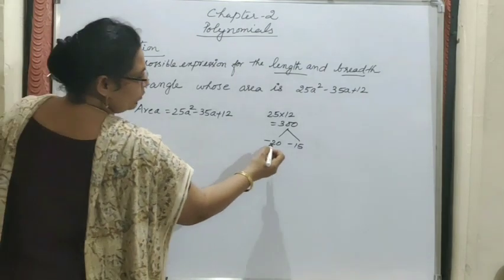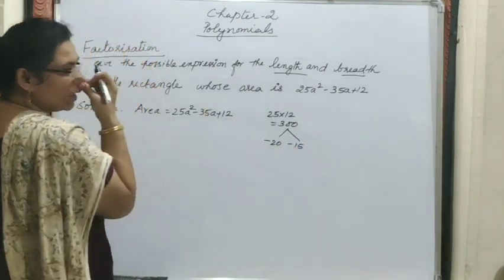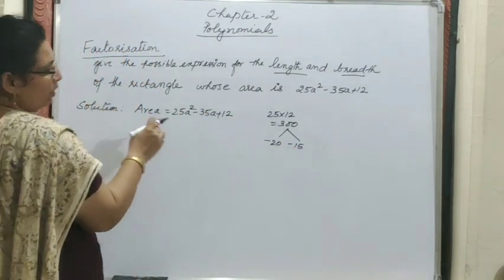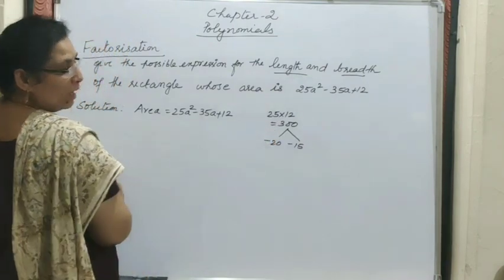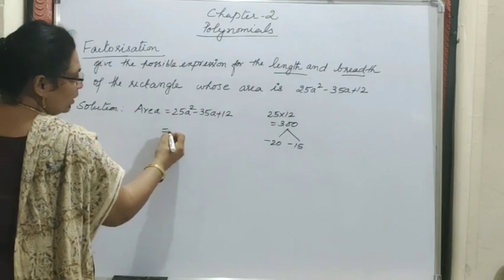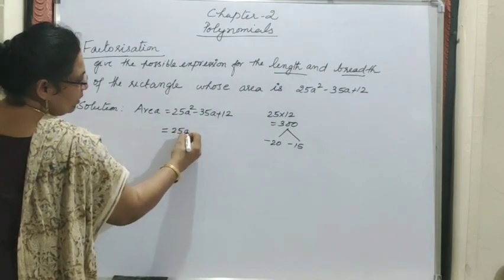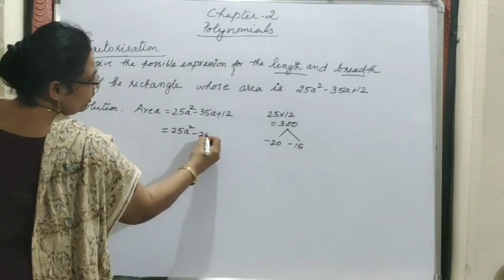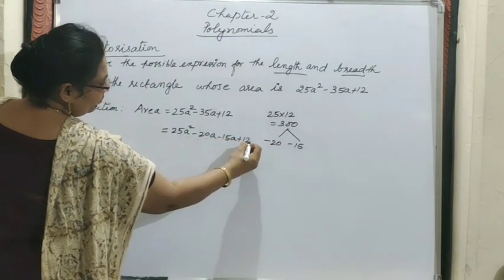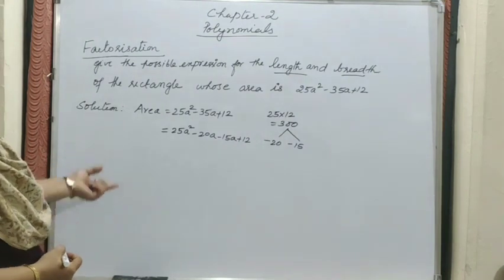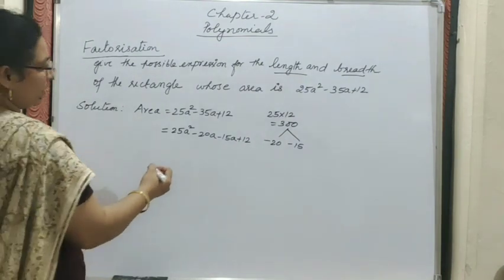Now check the sum. What is the sum? Minus 20 minus 15. The sum is equal to minus 35. Minus into minus is plus only, so our product is 300. Now we are coming to this side. 25a square, splitting the middle term, minus 20a minus 15a plus 12. Right, 25a square minus 20a minus 15a.